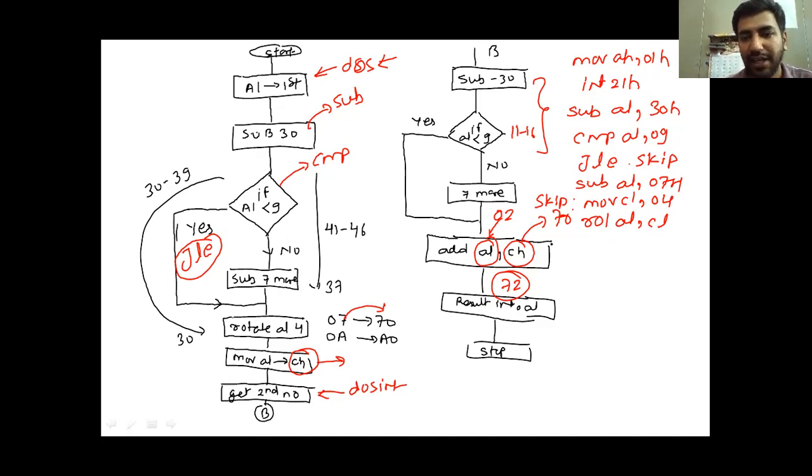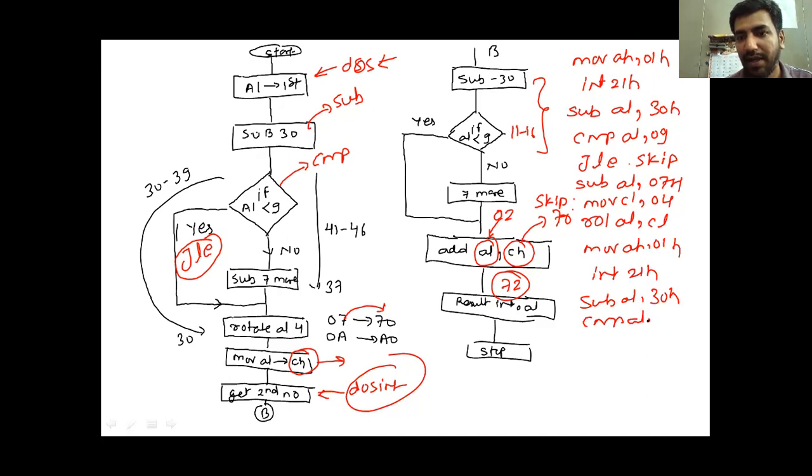After that you will get the second number, and you will be using the DOS command again. So move AH 01H, interrupt 21H, subtract AL. I will be doing the same thing. I will be copying the code as it is, JLE skip. Okay, and I will be subtracting AL with 07H. But now there is a difference.